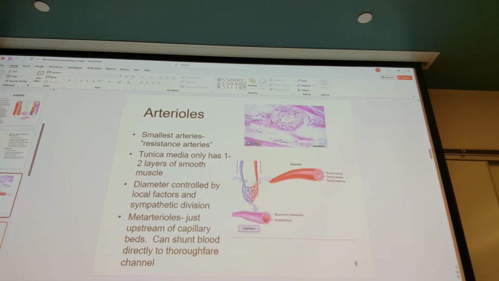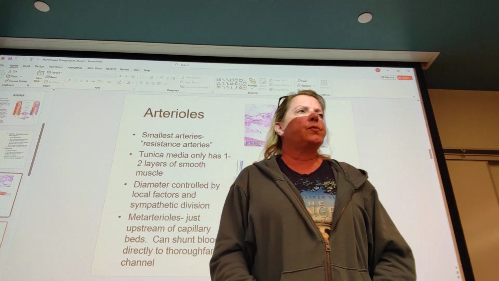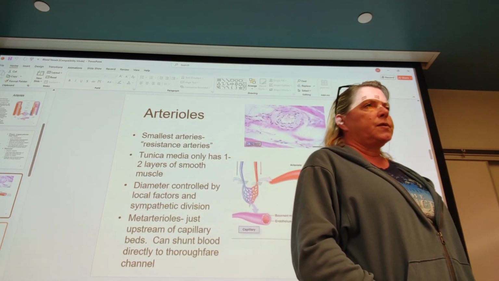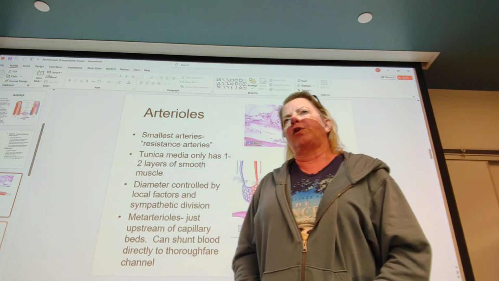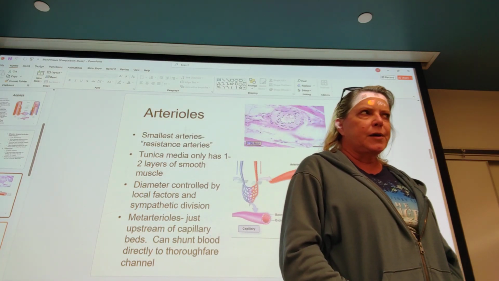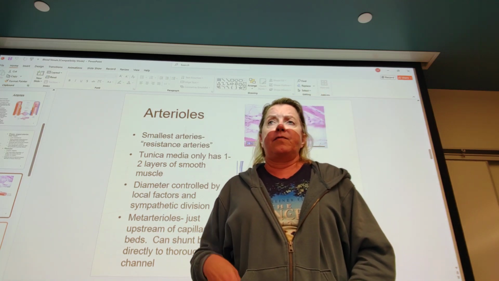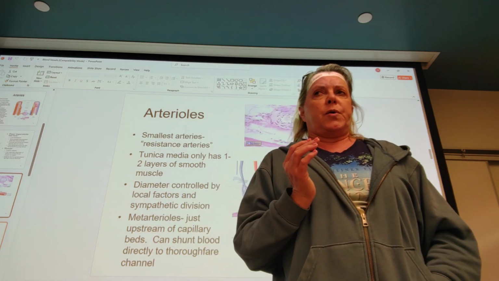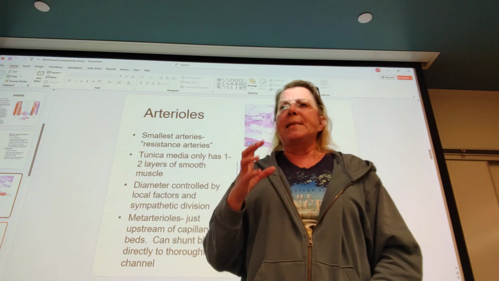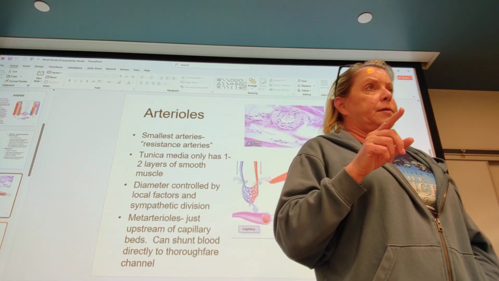Now, the smallest of all arteries are called arterioles. And arterioles are known as the resistance vessels. And the reason why they're called that is because even for their size, being so small, they actually have a thick ratio of tunica media, the smooth muscle, compared to their overall diameter.